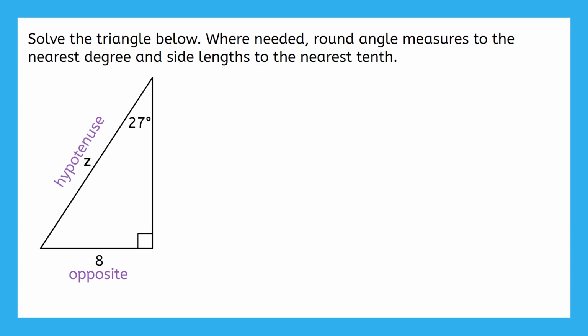Since I have opposite side and hypotenuse, I'm going to use sine as my trig function. Setting up my sine equation gives me this. Now it's time to isolate z so that I can have an expression to put in my calculator.